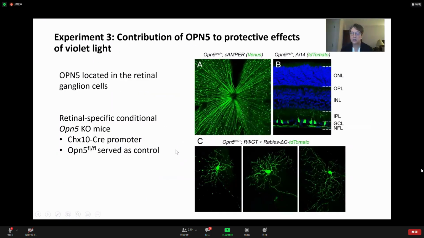Now, the next experiment was to see the contribution of OPN5. And we know that OPN5 is located in retinal ganglion cells. Here you see the axons, and here's a nice cross-section showing you the subtype. And these are individual OPN5 cells that have been isolated. So we used a retinal-specific conditional OPN5 knockout mouse with a CHX10 pre-promoter, and then we mated that to OPN5 floxed mice. And the OPN5 floxed mice are going to serve as our control.